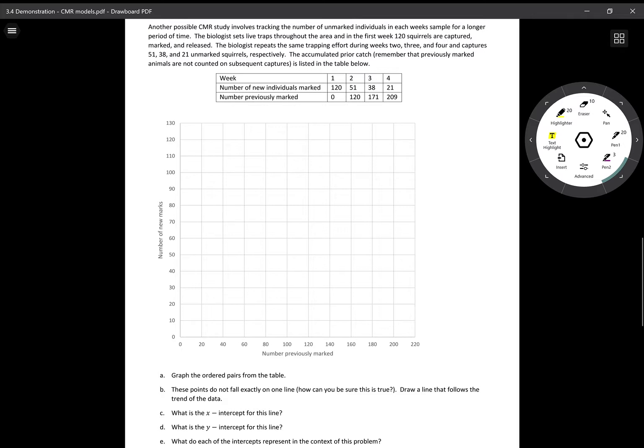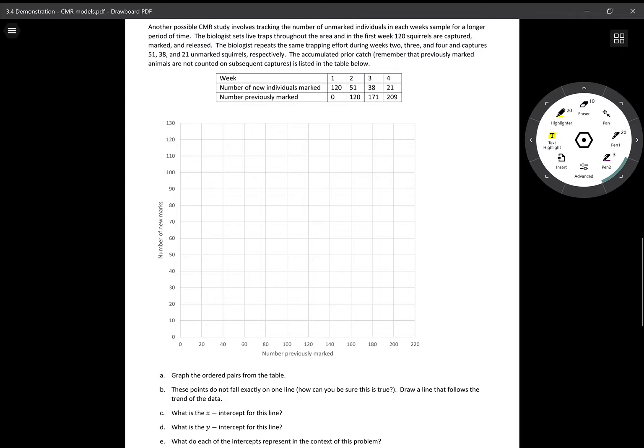We are going to go out and take a sample every week, and we're going to keep track of the number of squirrels that are marked in the population and the number of new squirrels that we're marking, or the number of unmarked squirrels that we capture, whichever way you want to think about it. So every time we capture, we're going to mark anybody that didn't already have a mark. Okay, so we're going to start like last time, and we're going to plot these pairs.